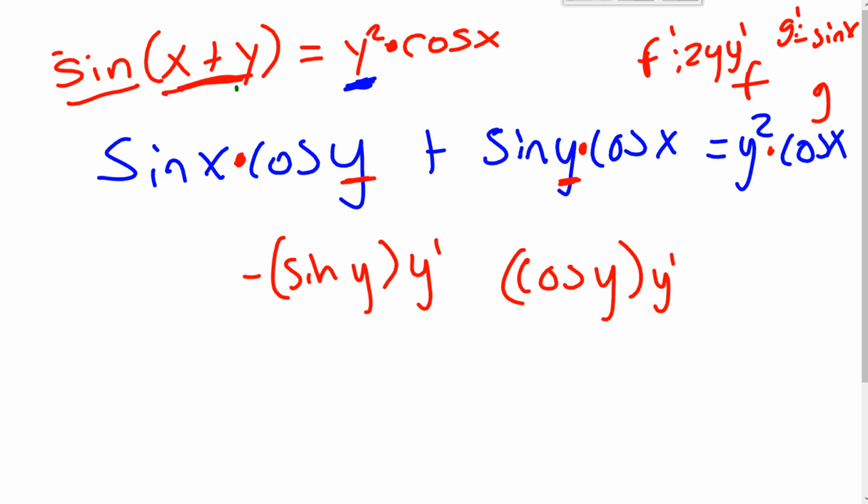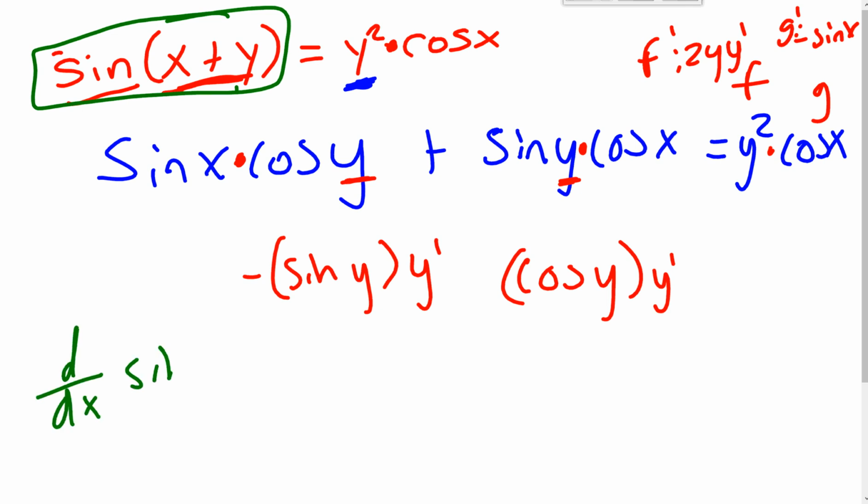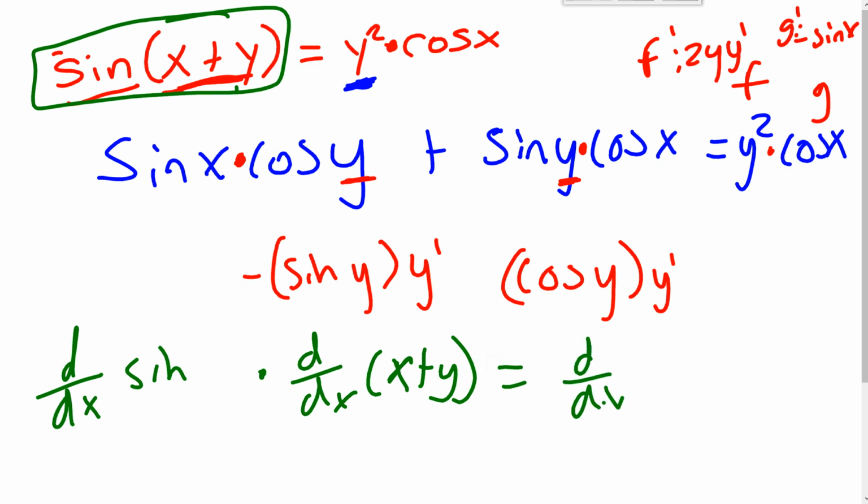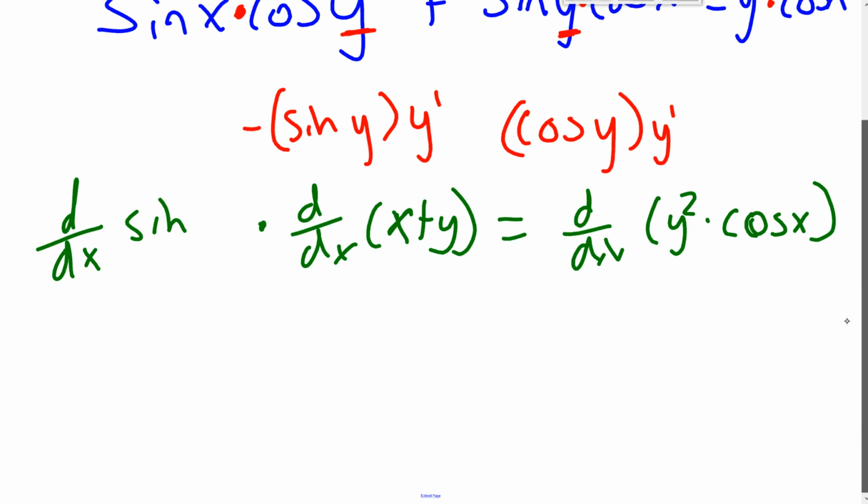Or another way would be to go ahead and do chain rule. So you could do chain rule to begin with here. So you could do the derivative of sine, and then I leave the inside the same, and then I times that by the derivative of the inside. And then I can go ahead and take the derivative of the right side, which is product rule. So either way, you'll get to the same answer.